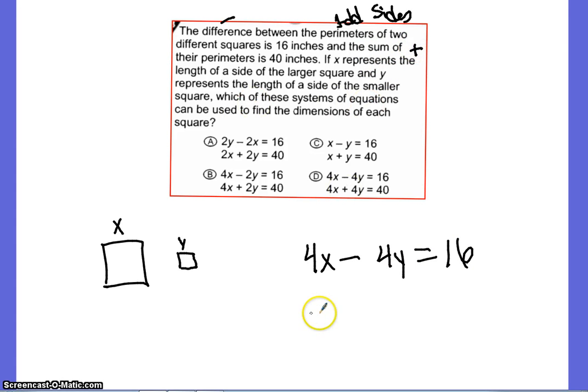The sum, which means to add the perimeters, well, we already said it was 4x and 4y for the perimeters. Add them, and you should get 40. So 4x minus 4y equals 16, and 4x plus 4y equals 40 is this one.